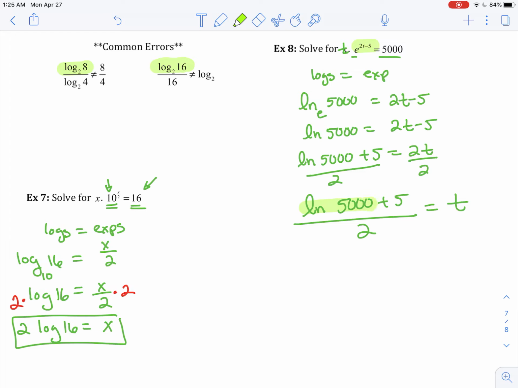Now keep in mind, this whole thing represents a number. You cannot divide the 2 into the 5,000. It is all connected. It is representing a number. So our final answer is just this whole expression of the natural log of 5,000 plus 5, divided by 2. And that is our answer for t.